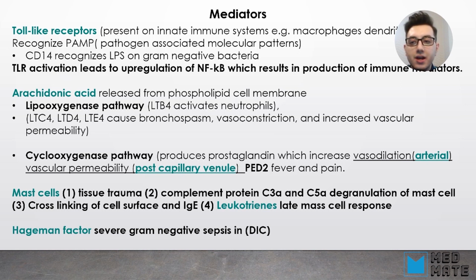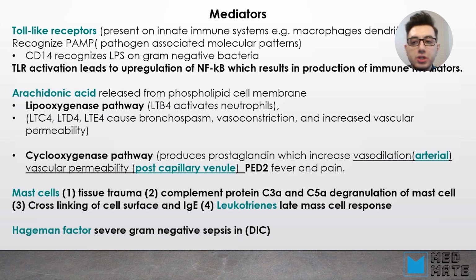So you know that the lipoxygenase pathway leads to constriction of smooth muscle. In our bronchi we have smooth muscle, and once this smooth muscle constricts, that leads to bronchospasm. Another one is vasoconstriction. You know, the walls of our vessels are covered by smooth muscles, and once these smooth muscles are constricted, that leads to vasoconstriction.